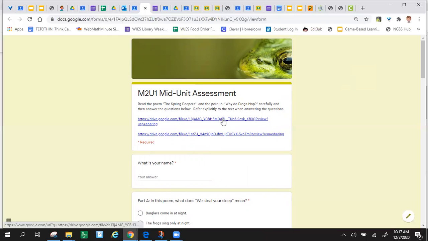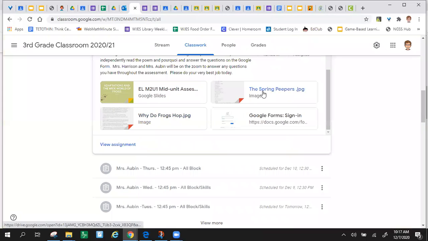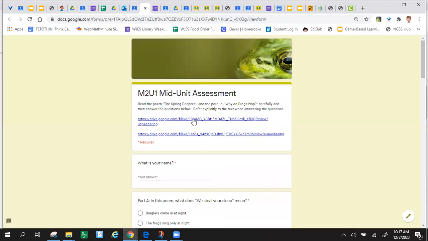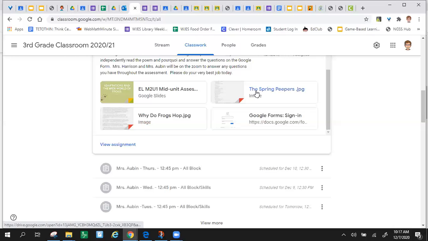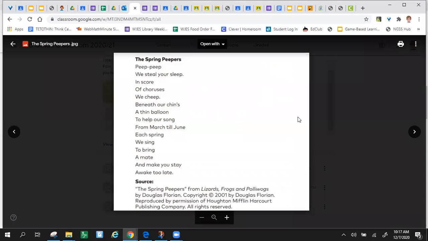All right, so what we're gonna do now, because I wanna make sure you have at least a half an hour to work on this test. What I want everybody to do is go either to the assignment here, or you can go right to the Google form like I was, and you're going to go to the story, and I want you to click on the story and open up the Spring Peepers poem.